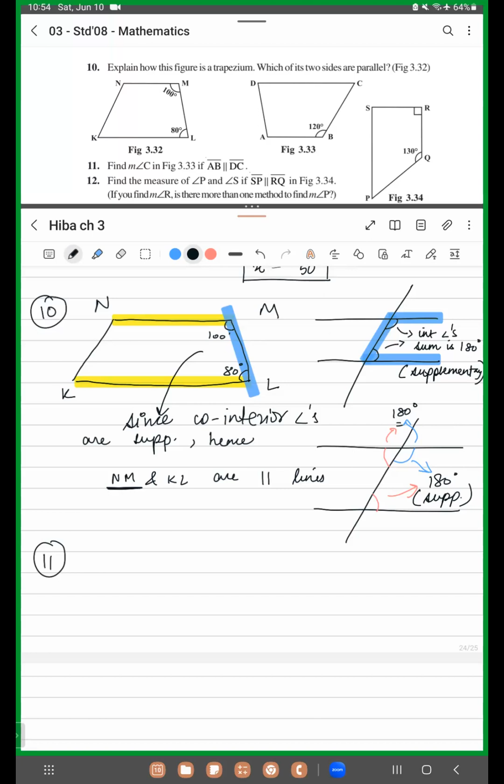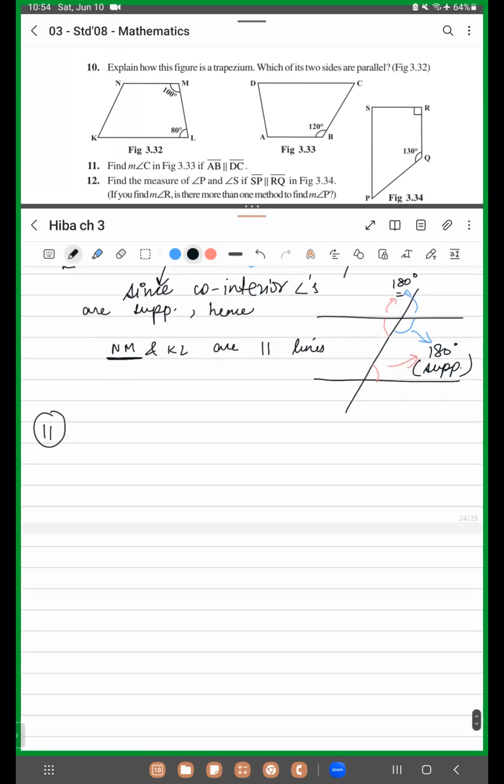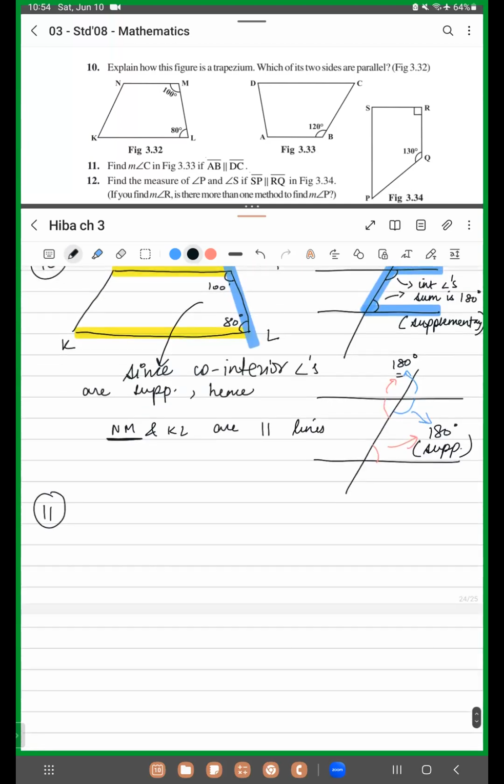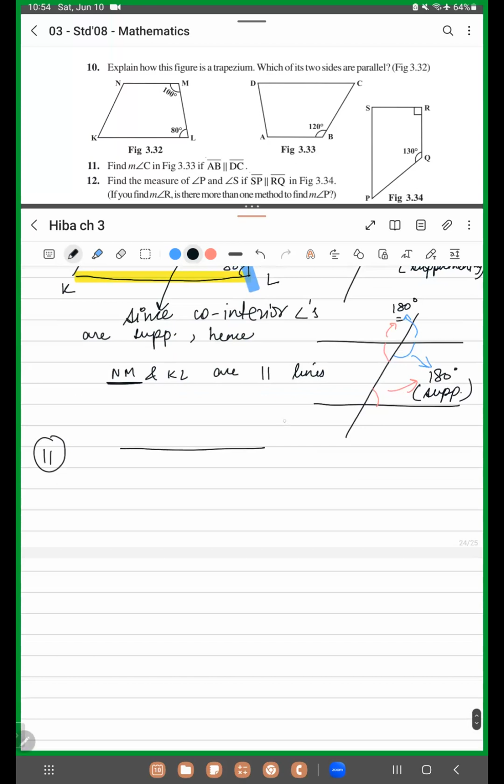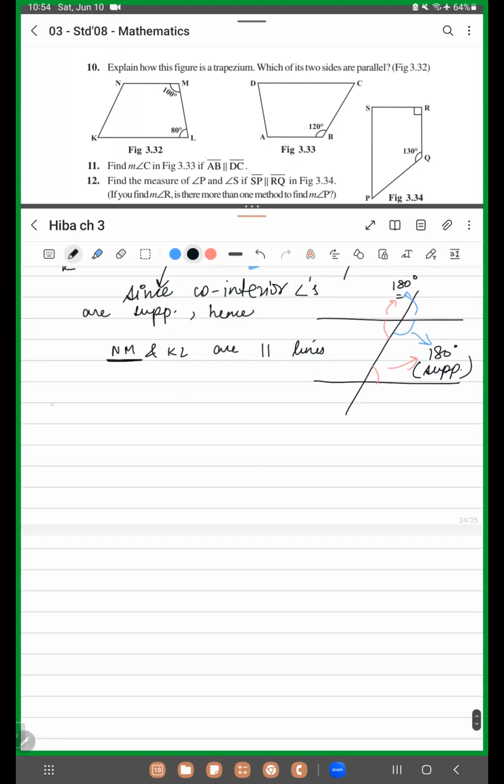What if they are not co-interior angles, but their sum is 180 degrees? Very good. Okay, see. Let's say, I'm going to give you two more examples, okay? Let's say you have a parallelogram, not parallelogram, a quadrilateral that is given to you, and they are saying you have to show that it is a trapezium, okay? All right. And they are showing it like this. This is 90, this is 90, and it's like this. So you have to show that it is a trapezium.